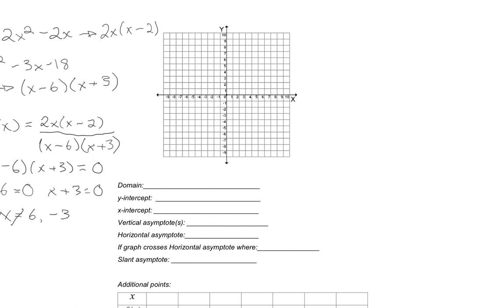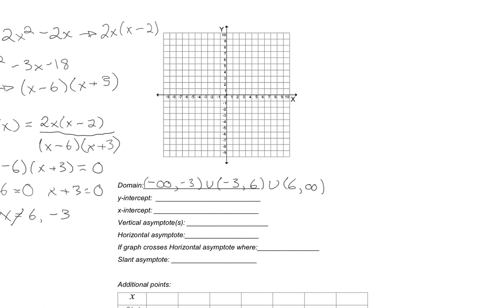So let's now look at our domain. Because x can't equal these values, but there seems to be no other issues, we'll go all the way from negative infinity up to negative 3. And then we have a break, so we put a union. From negative 3 to 6. And then we have another break at 6, so we'll do another union and then go from 6 all the way to positive infinity. Okay, so that's our domain.